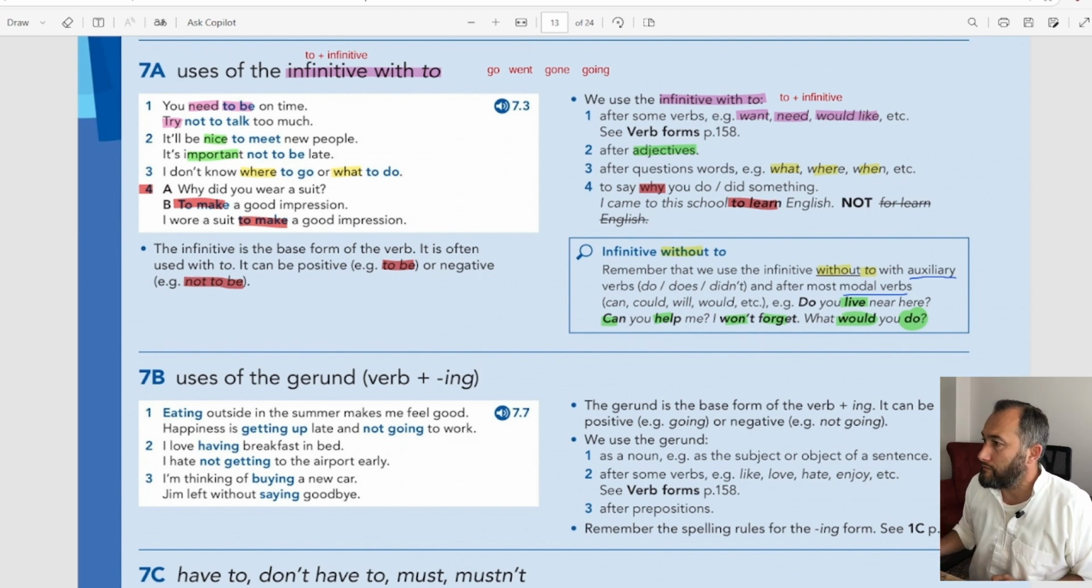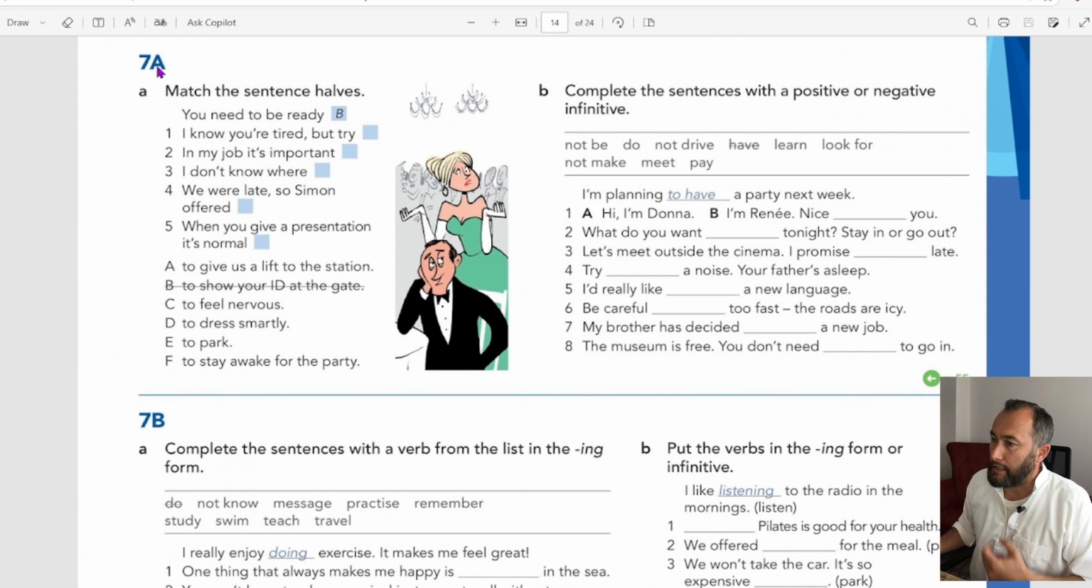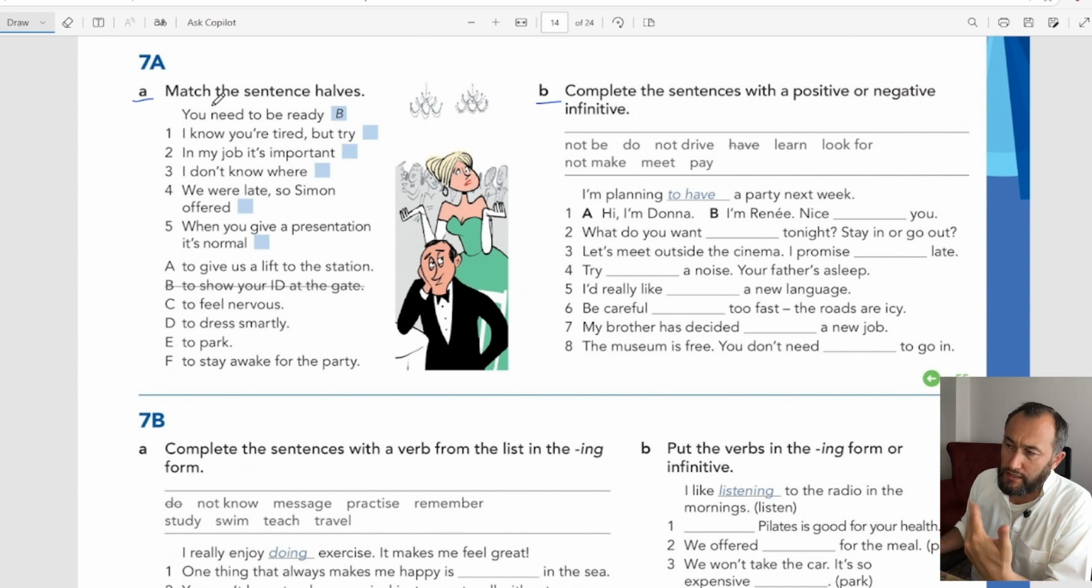Yeah? Here you go. That's 7a. A part, we got two parts here, right? A part, and then we got B part. A part is asking us to match the sentence halves.